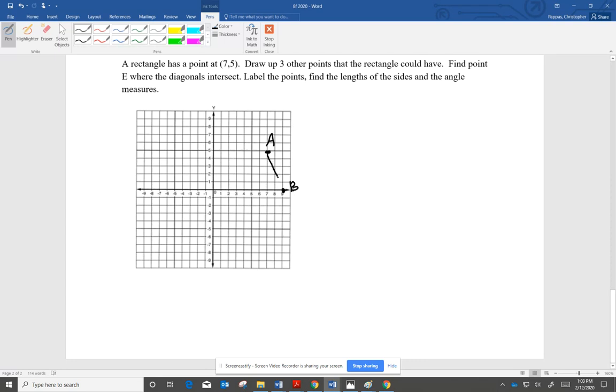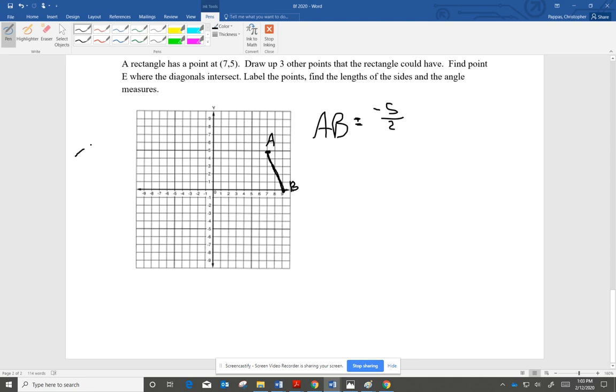Now, there's AB. We should be able to calculate the slope of AB. Okay. And also use that rise and run to get the distance of AB. So slope is 1, 2, 3, 4, 5 over 2. So slope of AB is negative 5 over 2. Again, I put a negative here because it goes down from left to right.